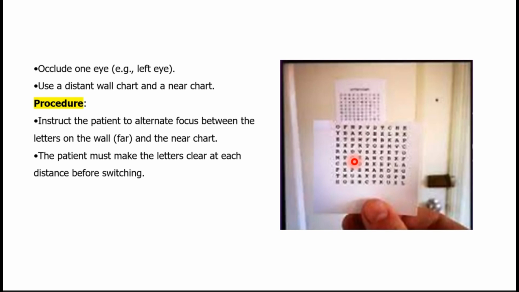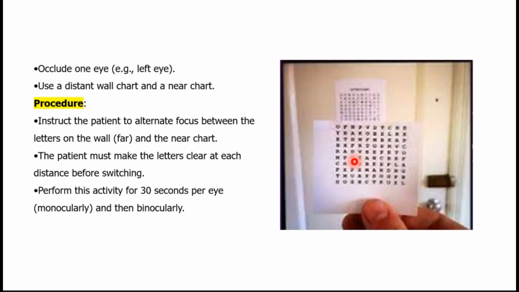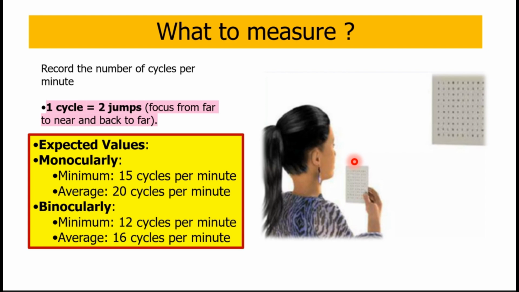You're just asking the patient to look alternately at the distance chart and at the near chart, and the patient has to actually read them, not just look at them, because that will ensure that the patient is actively accommodating, right? And you keep on doing this for 30 seconds on every eye. Okay, so monocularly 30 seconds and then you do it binocularly. So 30 seconds for right eye, 30 seconds for left eye, and then 30 seconds binocularly. So what are you measuring over here? Again, you are measuring the accommodative facility in cycles per minute.